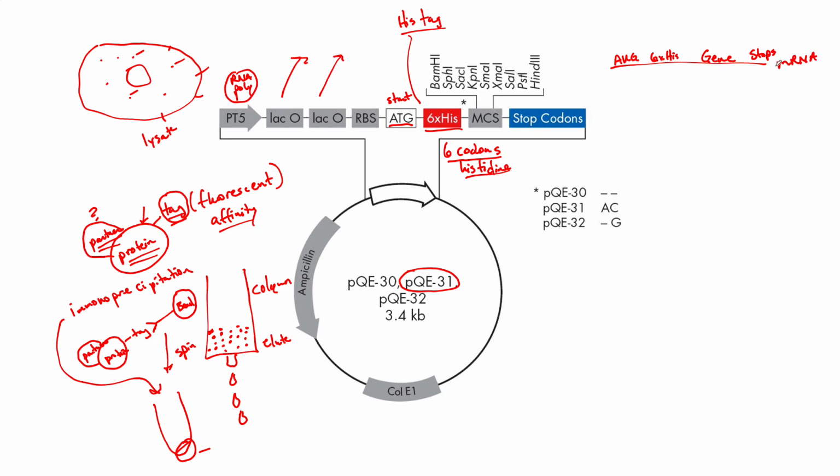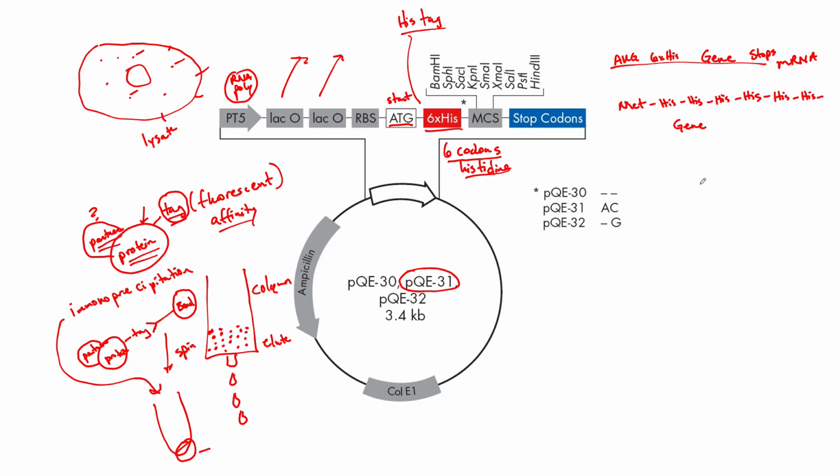So when this mRNA is produced and then goes into the ribosome, it will be translated, and when it's translated, of course, we'll have a methionine translated as the first amino acid, and then we'll have 6 histidines in a row here. And then the gene will be expressed, and then there will be a stop codon, and the protein will be spit out from the ribosome.